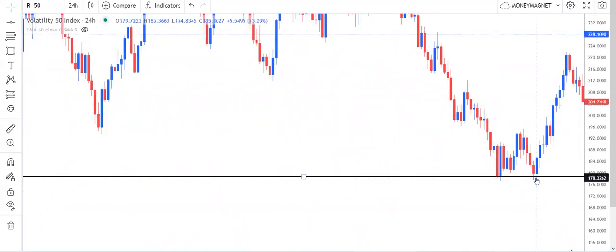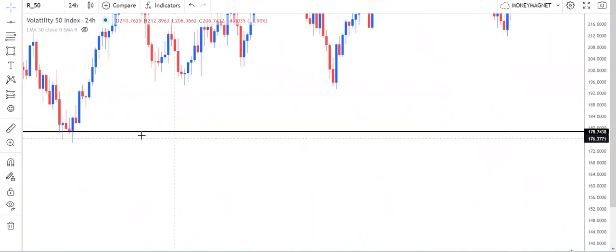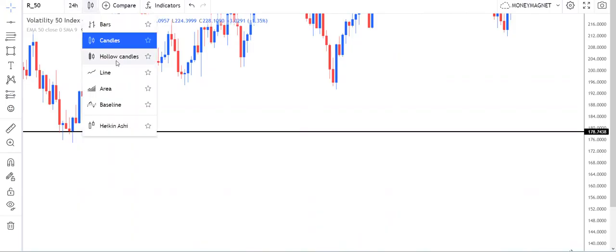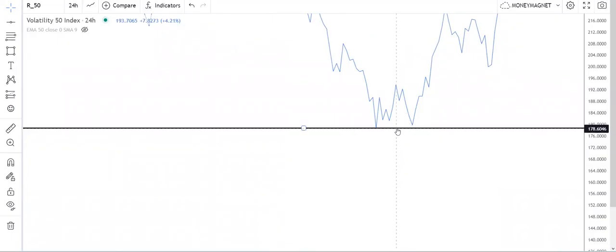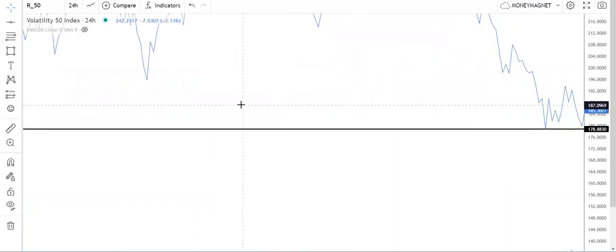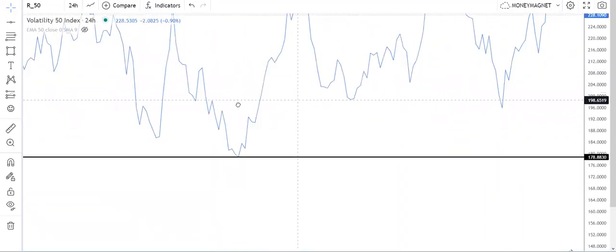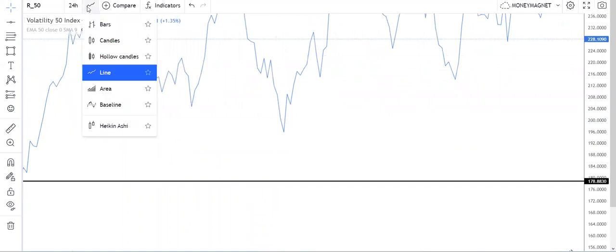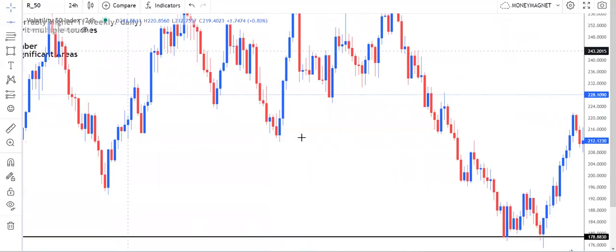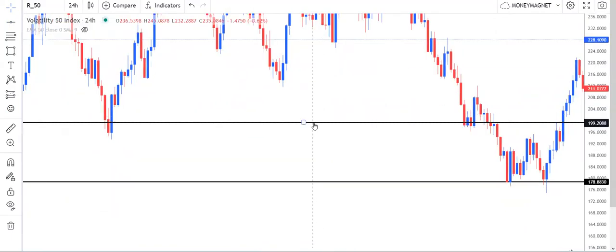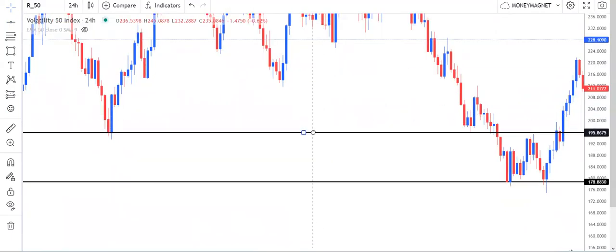As you can see, we had a touch here. We had a touch here. You can see at this level, we had a touch. You might decide to confirm the preciseness of that level using a line. You can see it's still very precise. So yeah, that's one level that has multiple price touches. I think we have ourselves another level right here.